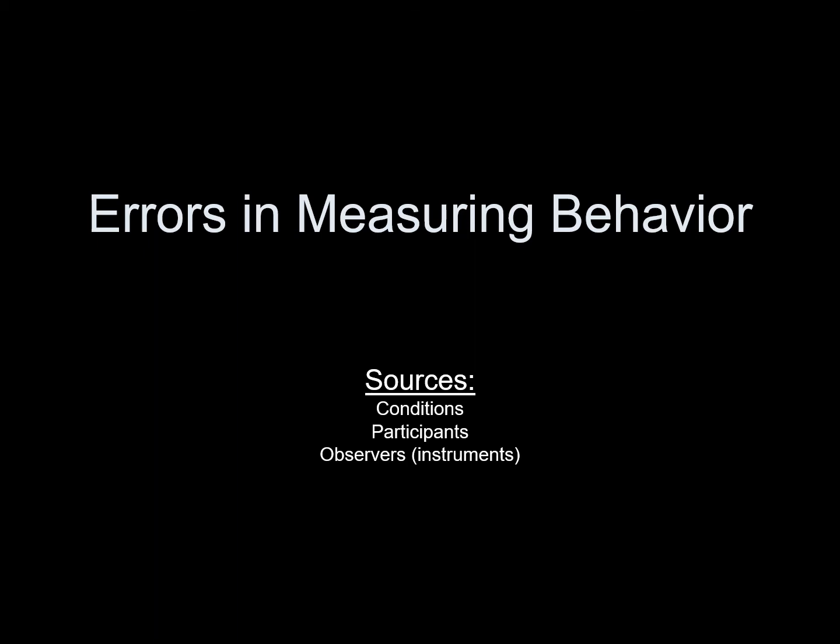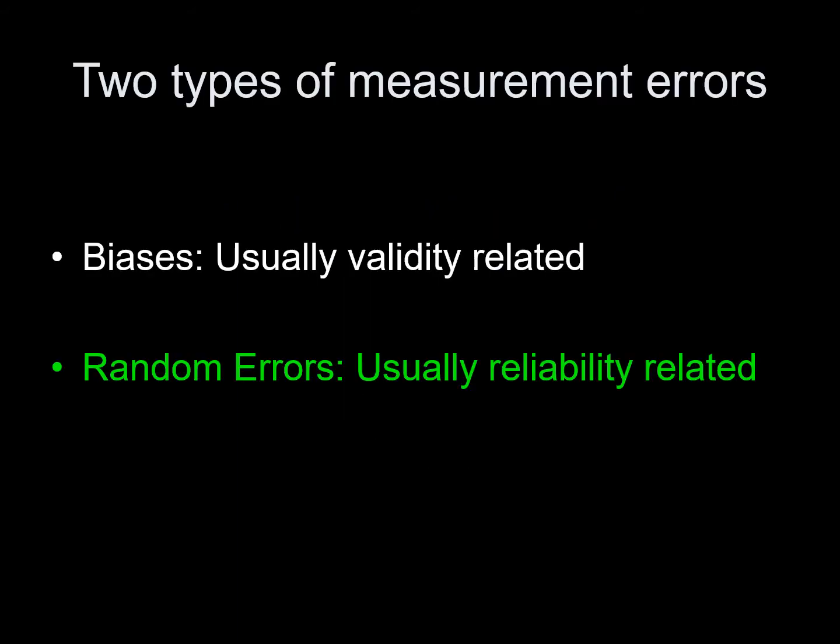All right, now in this lecture, we are going to cover the errors in measuring behavior. And you see that they come from many sources, so we'll go through each one of them. Now, there are really two types of measurement errors. One is biases, another one is random errors. You'll see that biases are usually validity related as opposed to random errors, which are usually reliability related.